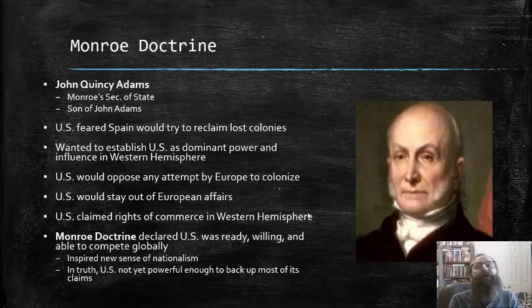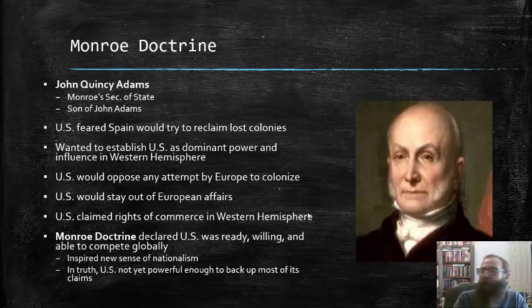The United States feared that Spain would try to reclaim its lost colonial possessions in the Western Hemisphere. And the United States also wanted to establish itself as the dominant power and influence throughout the Western Hemisphere. The United States said, according to the Monroe Doctrine, that it would oppose any attempt by any European power to further colonize the Western Hemisphere. In return, the United States promised to stay out of European affairs.